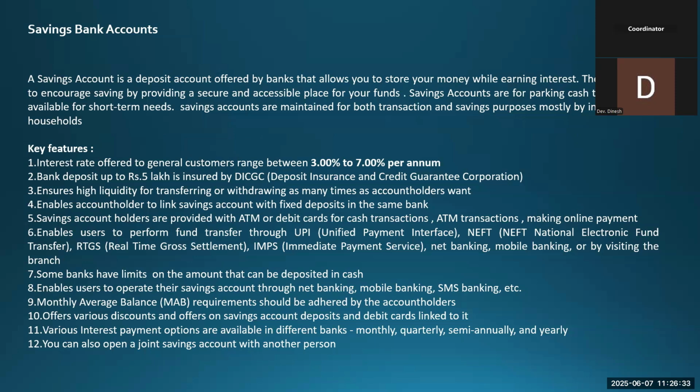Savings account holders are provided with ATM or debit cards. ATM transactions are available. Online payments are available. It enables users to transfer funds through UPI, NEFT, RTGS, IMPS, net banking and mobile banking. All sorts of payment facilities are available with the banks. Banks have limits on the amounts that can be deposited in cash. We discussed this, as per anti-money laundering norms, there are certain limits for cash deposits for customers. It enables users to operate their savings account through net banking, mobile banking and SMS banking.